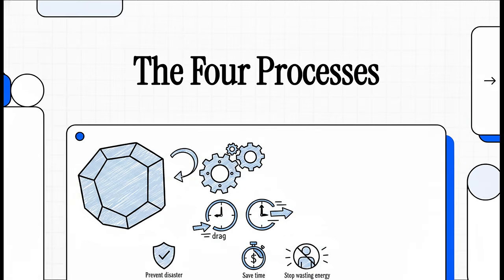You know that feeling when a project is just dragging on forever? Or on the flip side, when it's moving so dangerously fast you feel like you're going to crash? Well, it's usually because the workflow doesn't match the actual work. By mastering the 4 distinct processes we're going to cover today, you're going to save a ton of time, prevent disasters, and honestly, just stop wasting your own energy. Let's get right into it.